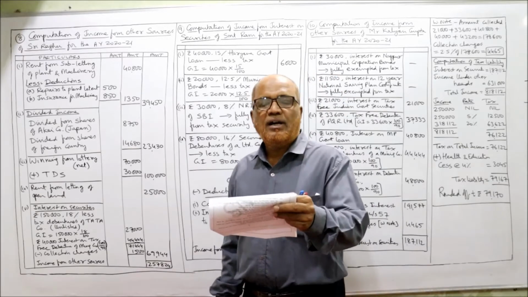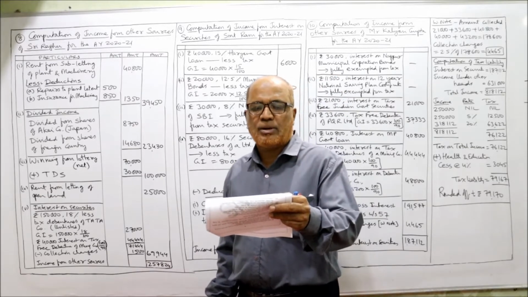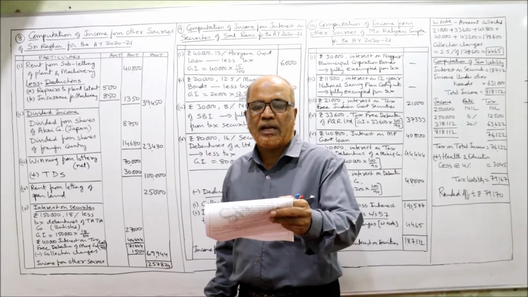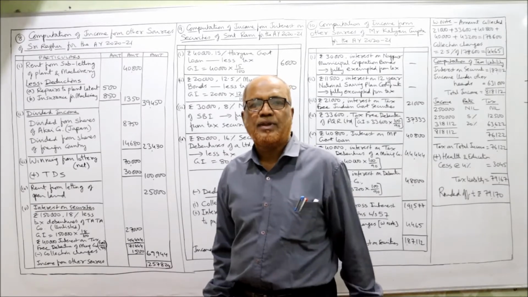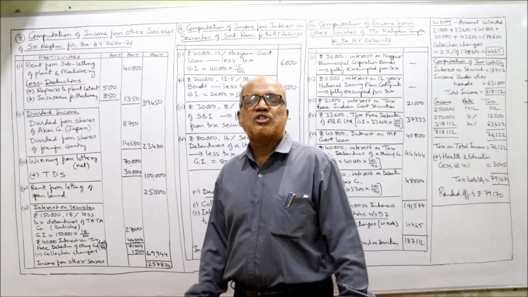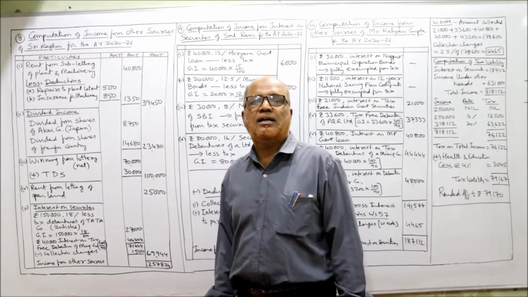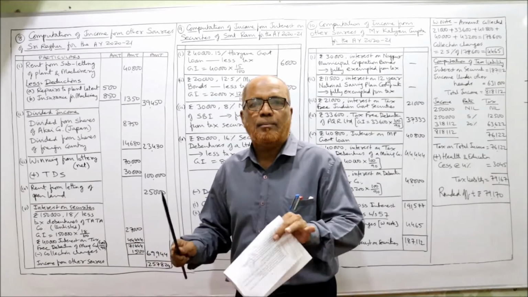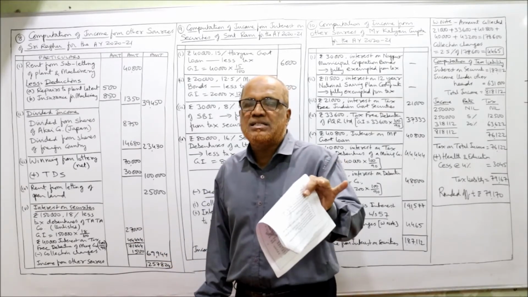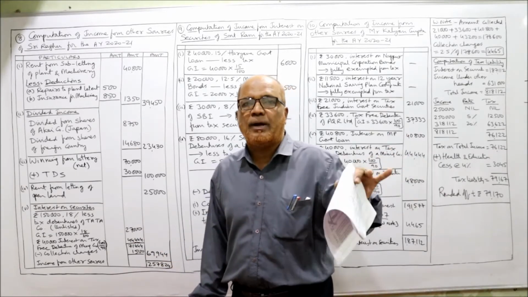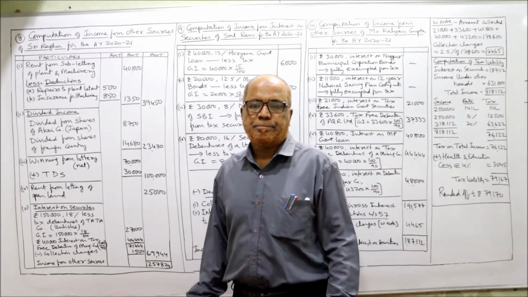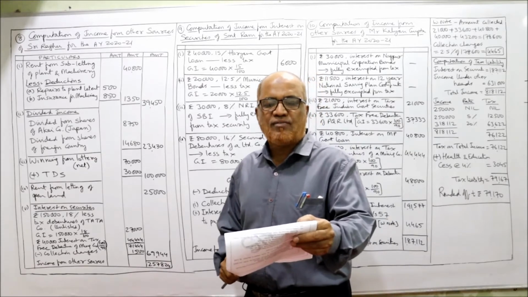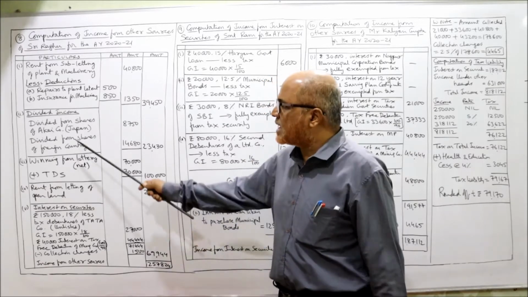Next one, dividend from shares of Akai Company Japan net 8,750 and dividend from shares of foreign country 14,680. Already in the previous videos I have explained the provisions regarding the taxability of dividend. The dividend received from Indian companies is exempted, whereas dividend received from foreign companies is taxable under the head income from other sources. So here dividends are received from Akai Company Japan, it is taxable.